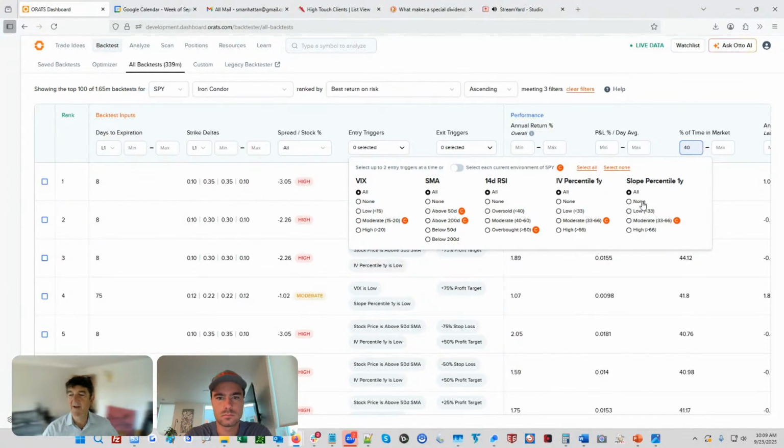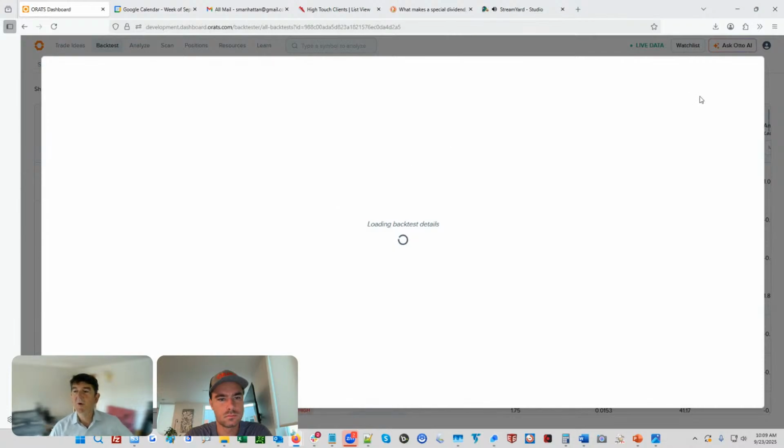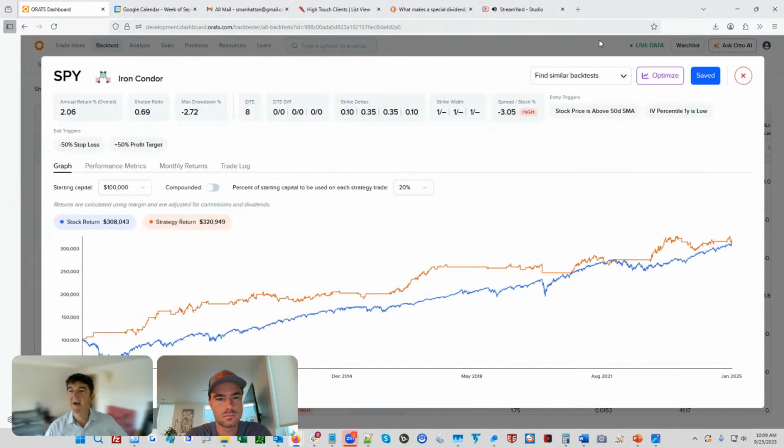Slope percentile, that's the skew, how much the puts are above the calls. And so where these C's are, that's the current market. So RSI is overbought, for example. And what we'll do is we'll only show backtests that meet these criteria.